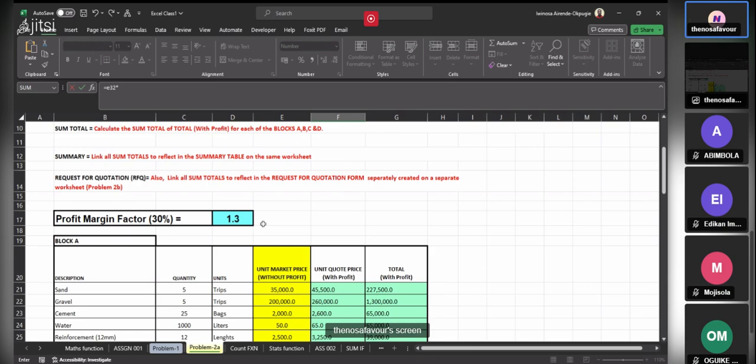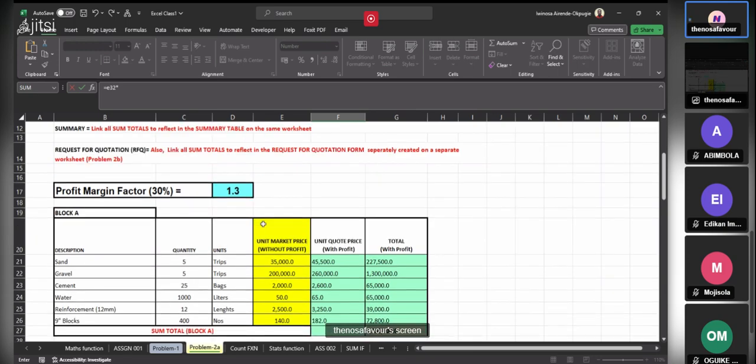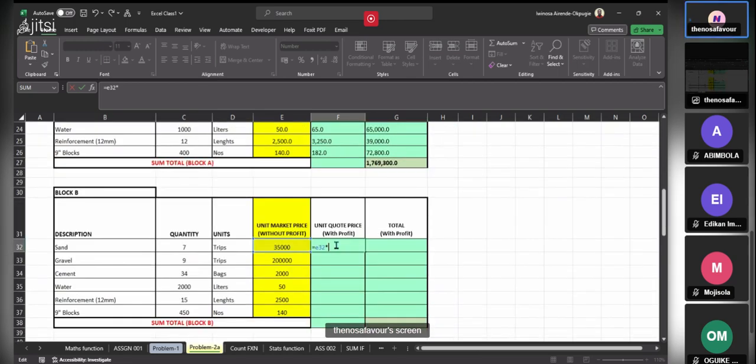Is it not 1.3? No. Remember we said we do not want to pick the content. Okay, so it's going to be D17. Good. Remember, for us to be able to effect it across, we need to lock it. Yeah, exactly. We need to lock that.